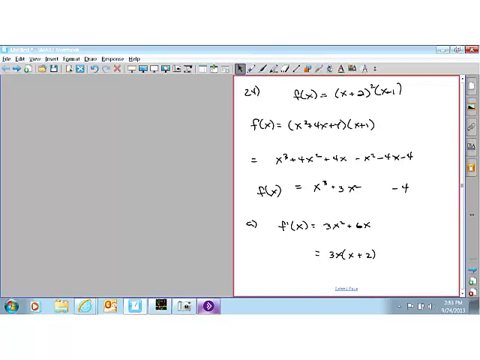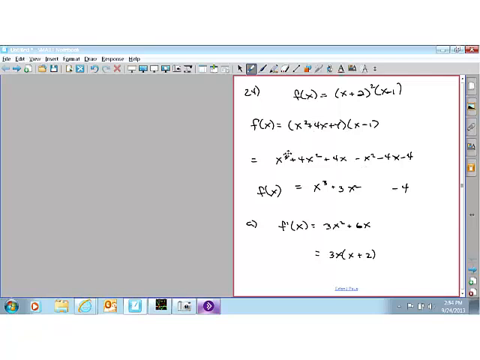So anyway, the original function was this. And I went ahead and multiplied it out, so it would just be easier to take the derivative. So if you multiply this out, you get x squared plus 4x plus 4, and this is where I made my mistake. I had x minus 1 here, and then I changed it to x plus 1, and then I did it all wrong.